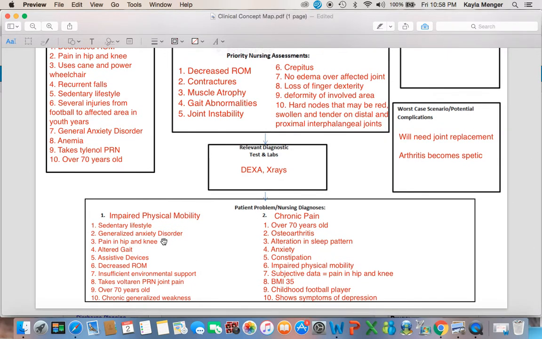From there, you pick 2 nursing diagnoses. So I got this from our diagnosis manual. In the very back, when you look at arthritis, it says or osteoarthritis rather, it says to go to arthritis in our book.